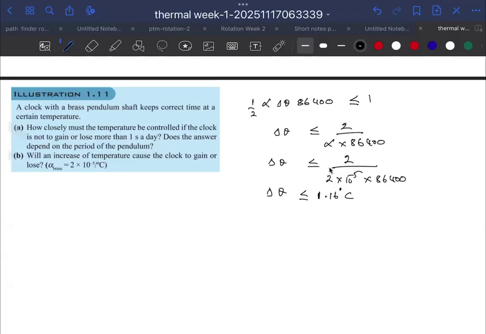It's not the time period here. An increase in temperature makes the pendulum go slow. Slow means it loses time. If it goes slow, it will measure extra time.